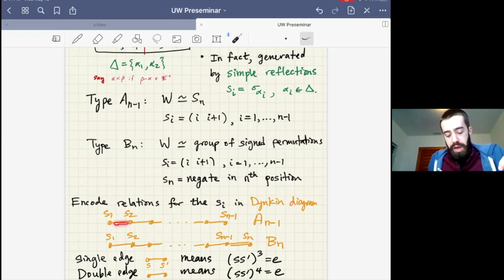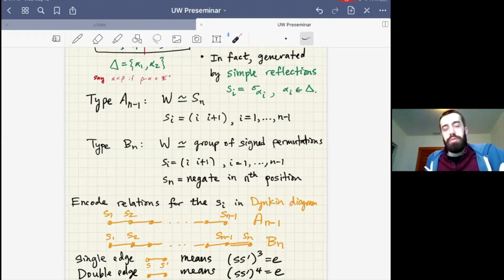So for type A, all of the edges have multiplicity 1. In type B, they all have multiplicity 1 except for this double edge here. So a single edge means that I have this degree 3 relation that, say, s_i times s_{i+1} has order 3 in the group. So we can see this in the symmetric group. If I take the transposition (i, i+1) and multiply that by the transposition (i+1, i+2), I get a 3-cycle, and that will have order 3.